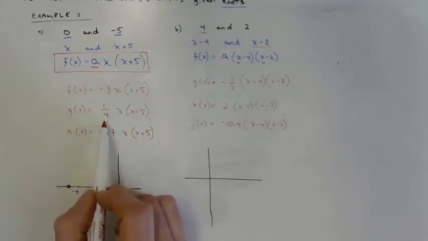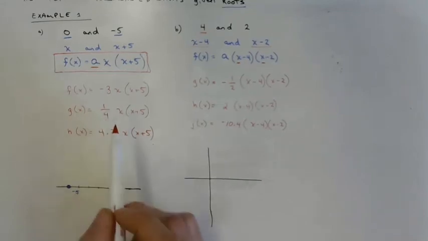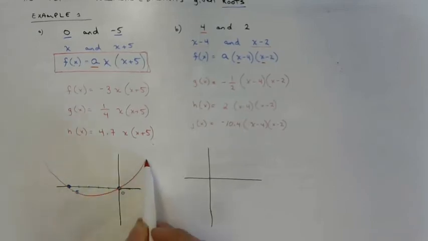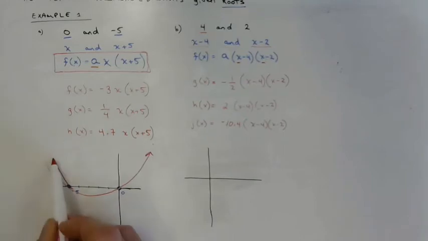Okay, I have g of x, which is 1/4 is the stretch compression factor. So that's a vertical compression by a factor of 4. So that's going to be really squished. Maybe something like that. I have a question. How do you just draw that? It's just an estimate. We don't know where the vertex is. We don't need to know.